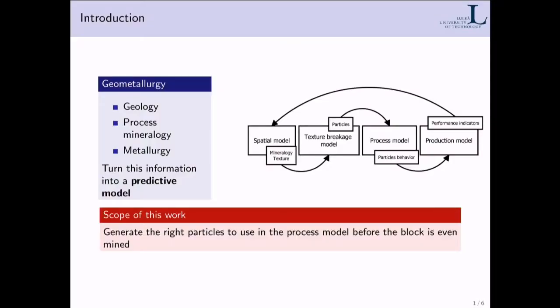So the scope of the work was to see whether or not we could generate the right particles to use in process model simulation. So if we have a good simulation of the process model, we need to have representative particles of our real ore. And to do that, we need to have a look at texture, we need to have a look at mineralogy, chemistry, and take all that into account.